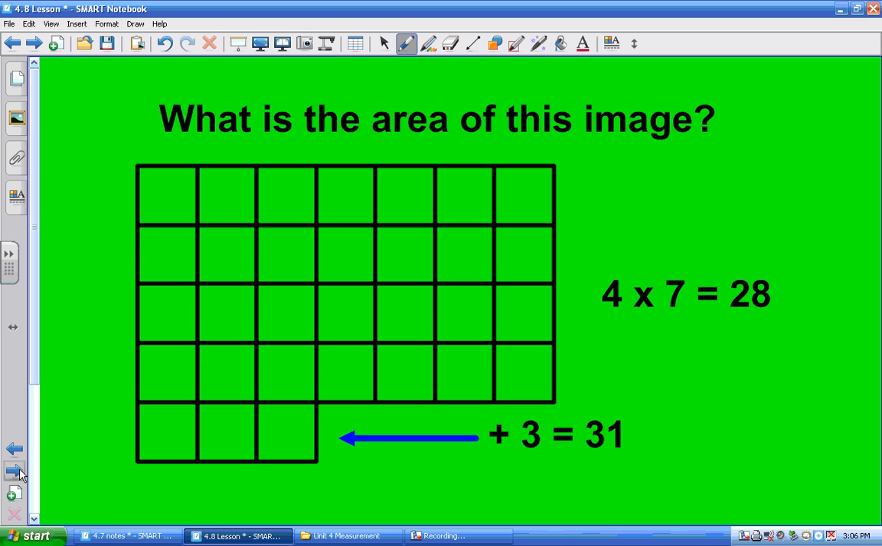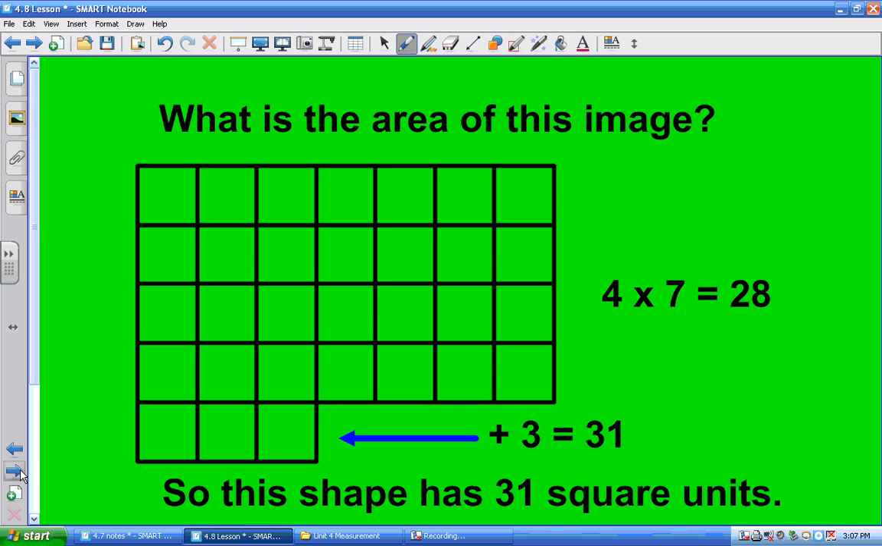Boy, you are so smart. 31. Why can't I just go 1, 2, 3, 4, 5 times 1, 2, 3, 4, 5, 6, 7? Why can't I just go 5 times 7 and say that's the answer? Haley. The number at the bottom is four rows. Right, we have a difference right here. There's no squares there, is there? So I can't assume that I've got 7 in each row and 5 rows. There isn't 5 rows. All right. Do you all understand that this shape has 31 square units?